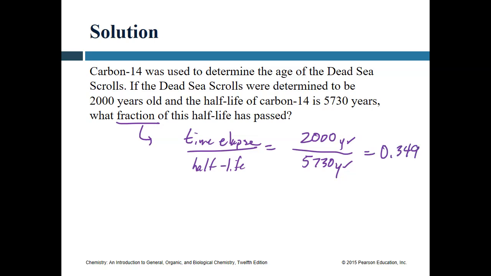So if I do the calculation there, we get 0.349. So 34.9% or 0.349. Sydney? Well, that's a very interesting question. What would you round it up to is the question. Okay. You could probably make that argument.